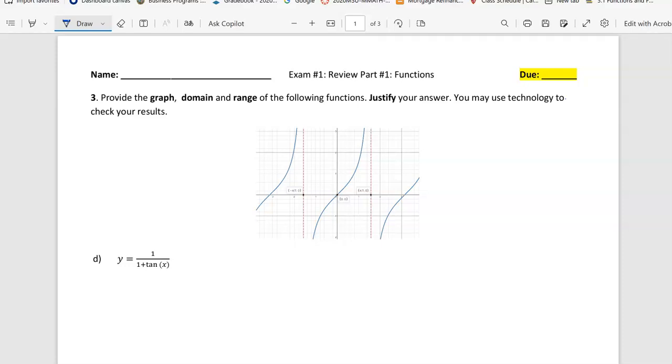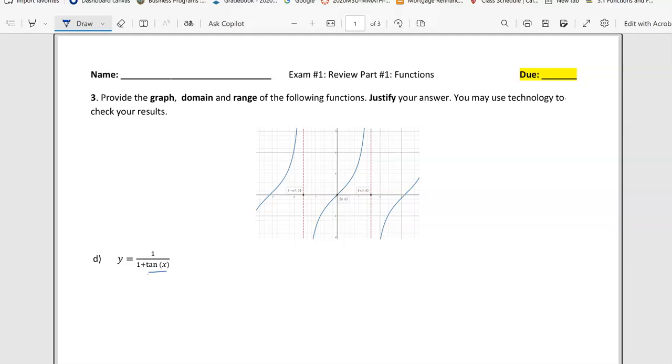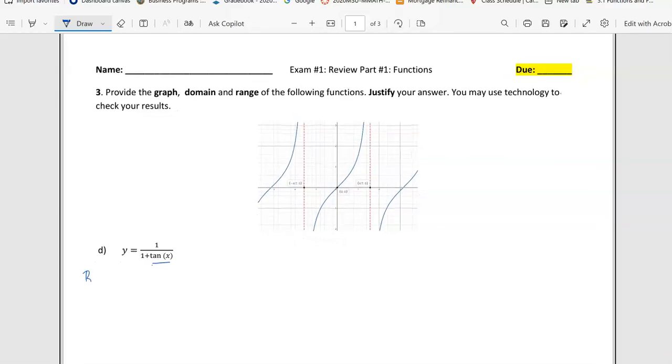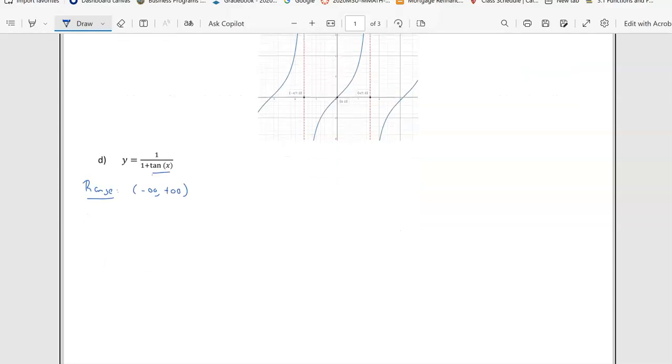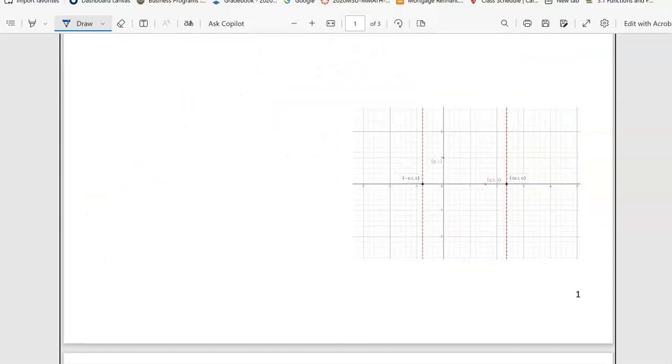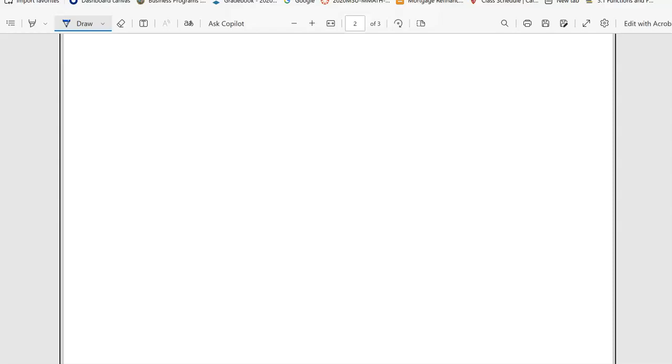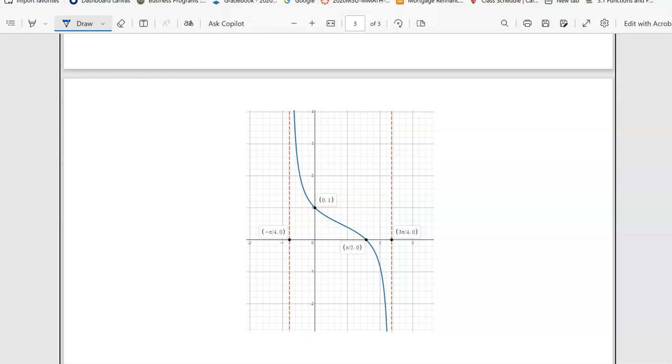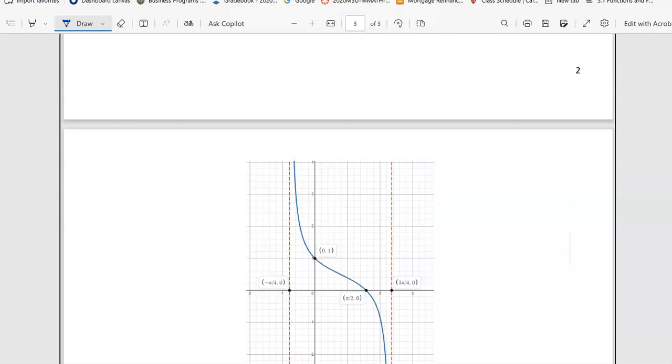Because the function has a tangent in the denominator, it's going to retain some of the properties of the basic tangent function. For instance, the range of the function is going to be from negative infinity to positive infinity. Let me show you the graph so we can see what it looks like. I provided one period of the function here, and as you can see, the function goes from negative infinity to positive infinity.